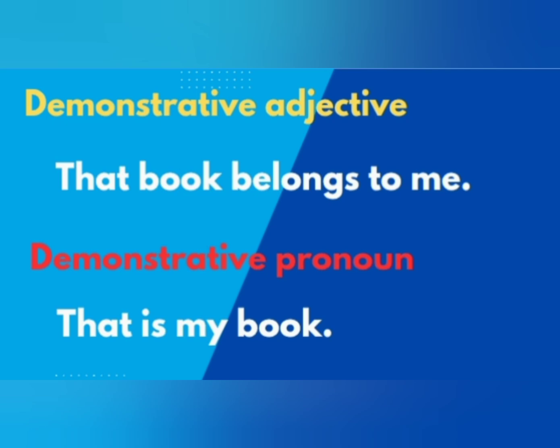Let us observe the two sentences carefully. What do we observe? In the first sentence, the word that is placed immediately before a noun, the noun book. So when a word is placed before a noun, it is an adjective, because it is qualifying or describing the noun book. That book belongs to me. But in the second sentence, it is not so.